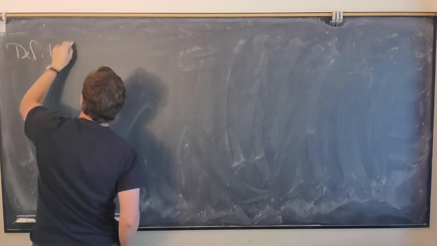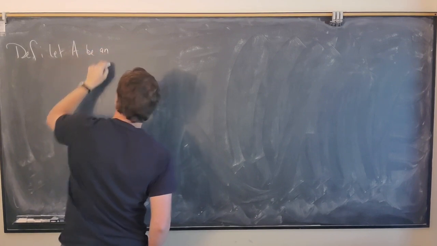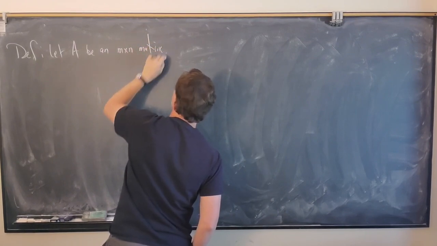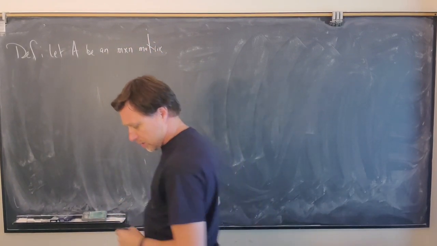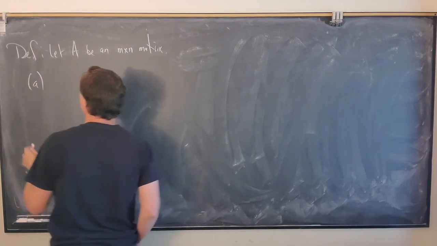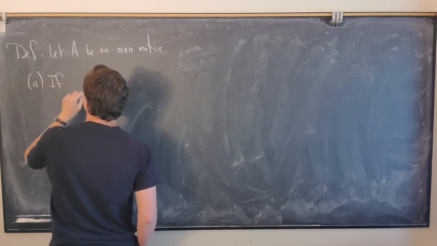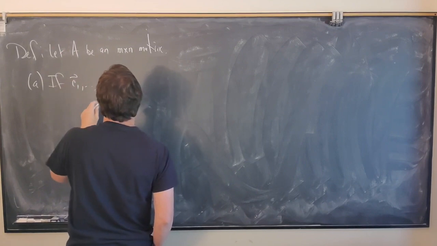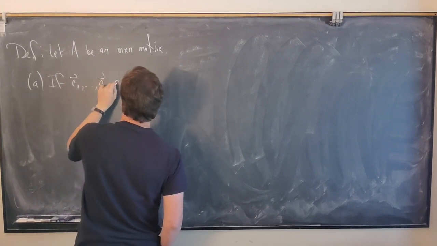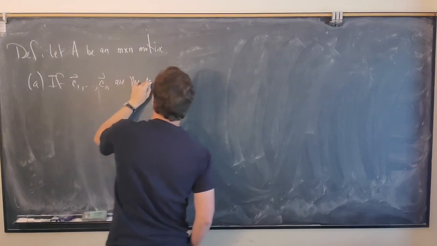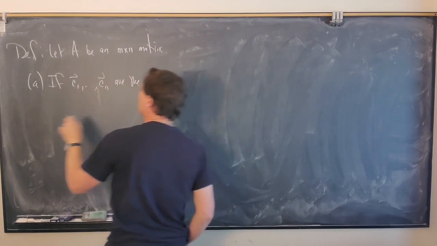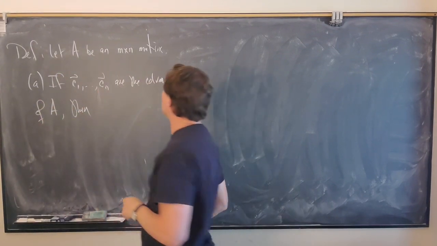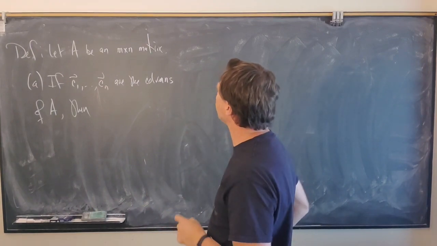So let's start off with a matrix. Let A be an M by N matrix. I guess we'll put two parts to this definition. Part A: if the columns of A, let's say C1 up through C sub N, are the columns of capital A, then we're going to define a certain subspace of R^m.